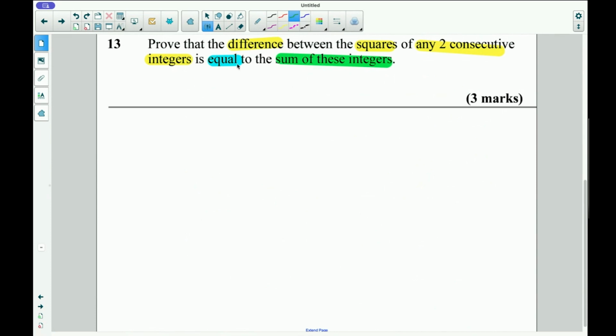So before we can even get started, let's go ahead and define our integers first, okay, before we can actually put this together. Let's do some black. So let's say, let x and x plus 1 be 2 consecutive integers.